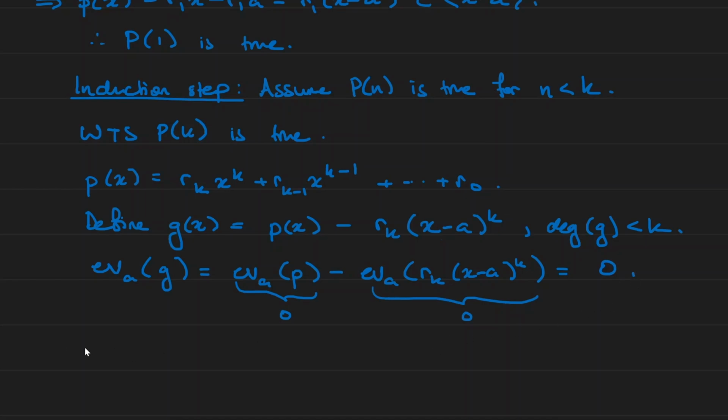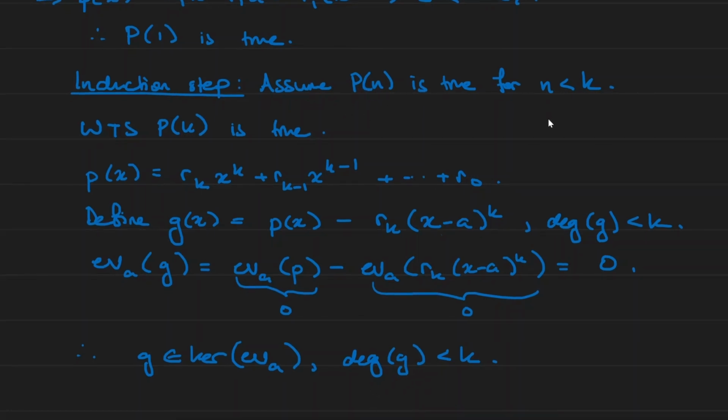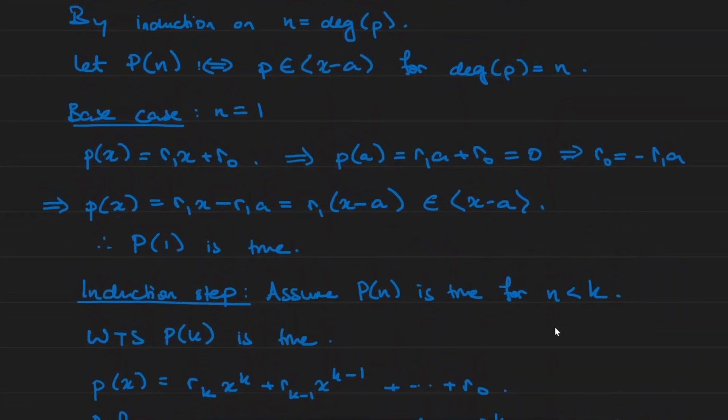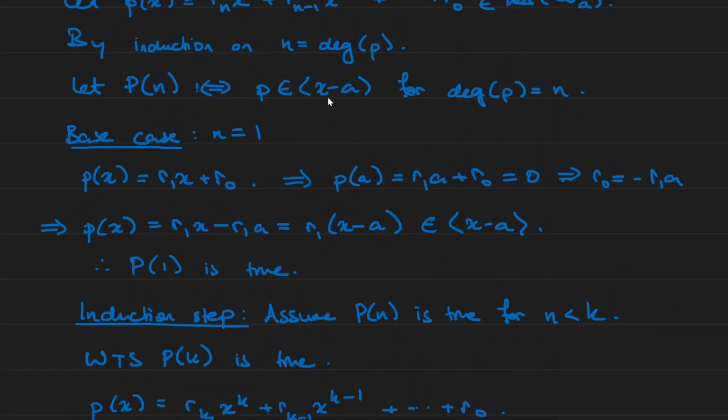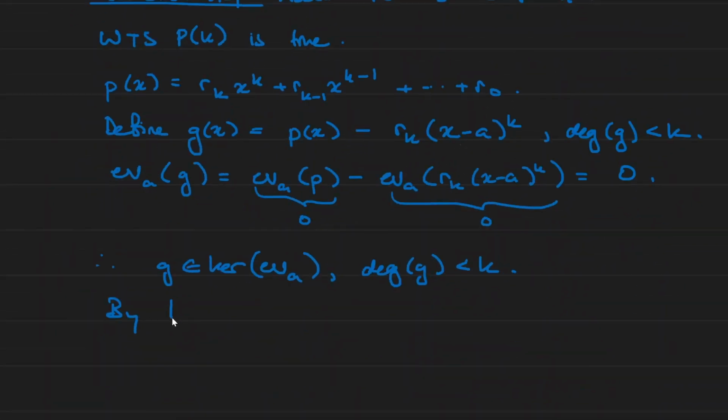So what do we know from this? We know that g is inside of the kernel of the evaluation homomorphism at a. And we also know that the degree of g is less than k. But now notice, by the inductive hypothesis, we know that p of n is true for any n less than k. And what exactly the proposition says is that if you're in the kernel, then you're also in this principal ideal generated by x minus a. Therefore, by the inductive hypothesis, g must also lie inside of this principal ideal generated by x minus a.